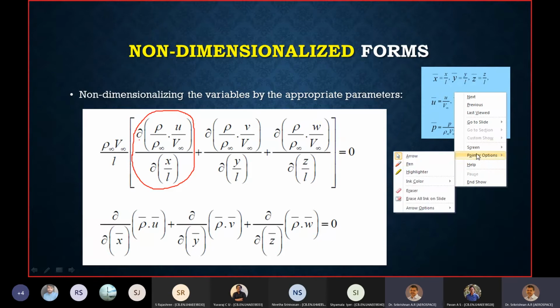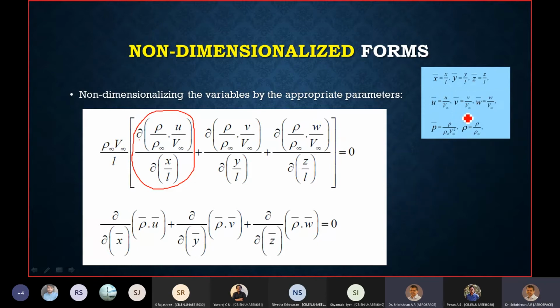I'm just highlighting the notation that we are using. Each non-dimensionalized parameter is denoted by a hash or a dash on the top. So x hat or x dash or whatever you call it, x bar actually. So x bar is the non-dimensionalized form of x. That is, x bar is x by L. Similarly, rho bar is equal to rho by rho infinity.